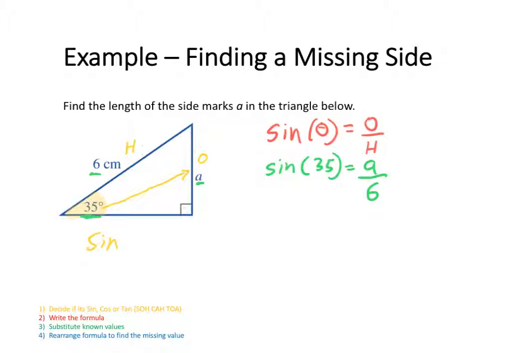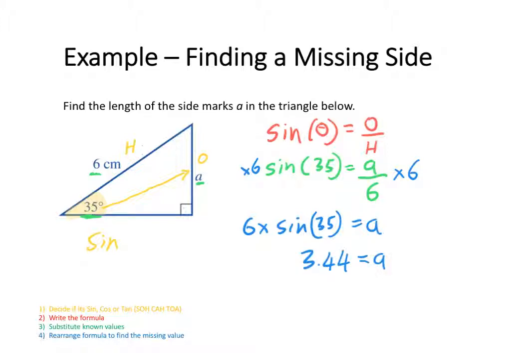So now that I've substituted in my known values, I need to rearrange the formula to find out the value of A or the value of my missing side. So to do that, I need to get A by itself. At the moment, I am dividing by 6. So I need to times this side by 6 and times this side by 6. So 6 times sine 35 is going to equal A. So using my calculator, I know that 3.44 is going to equal A. So my missing side is equal to 3.44 centimeters.